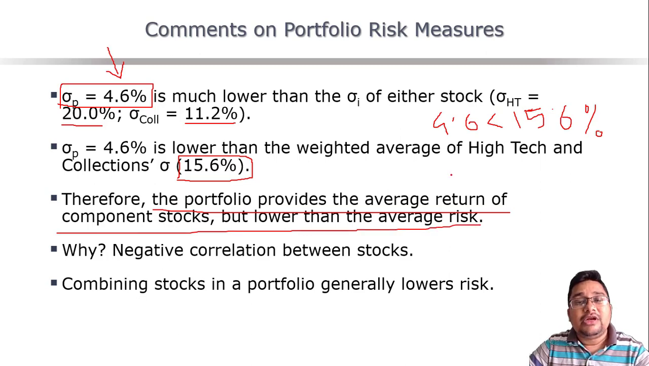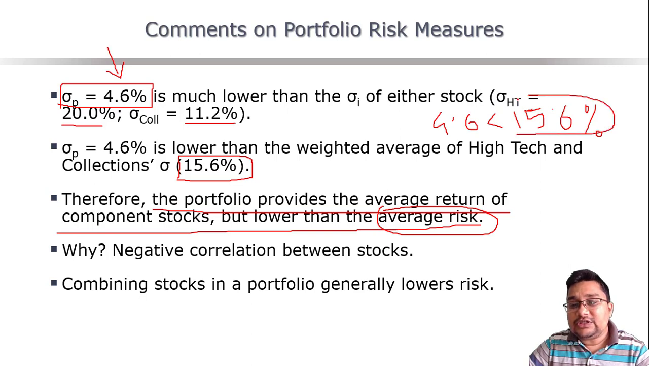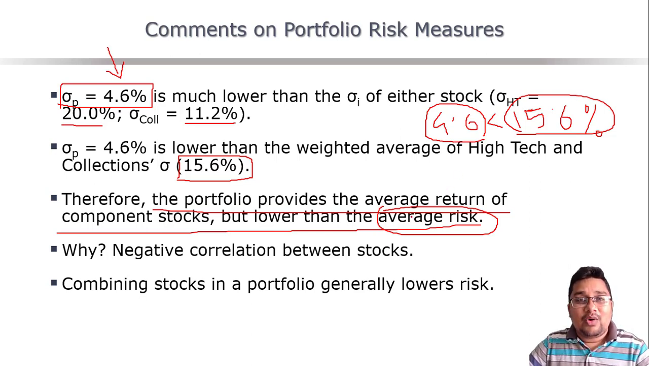We have seen that the return is very simple. It is the weighted average return, but the risk is lower than the weighted average risk. Okay, you can see the weighted average risk is 15.6%, whereas the actual risk of the portfolio is 4.6%. So in case of risk, we are getting some benefit. Our risk is significantly reduced when we invest in more than one security together.